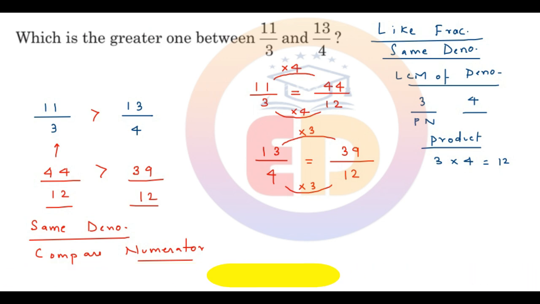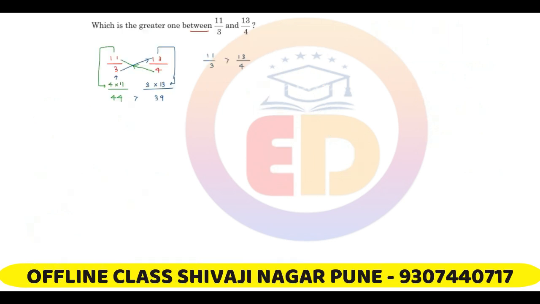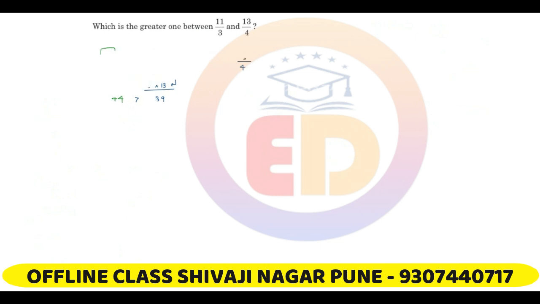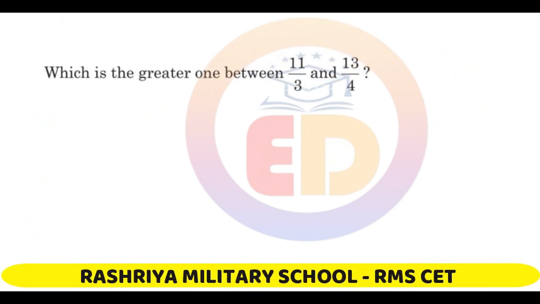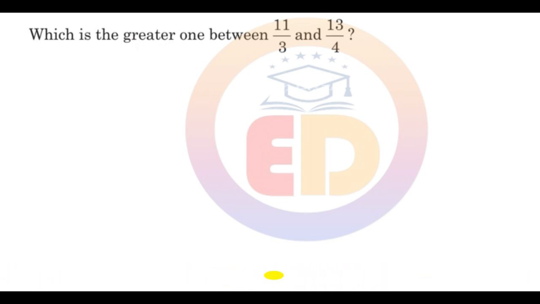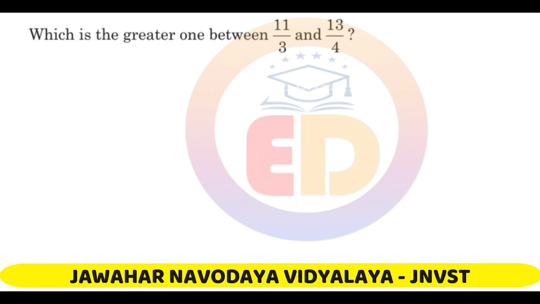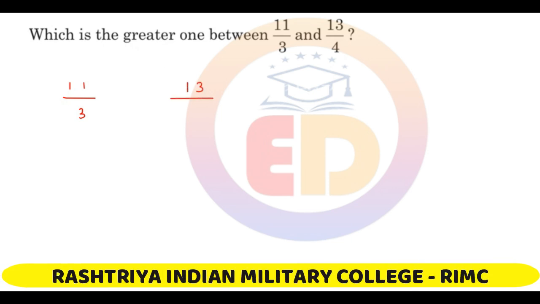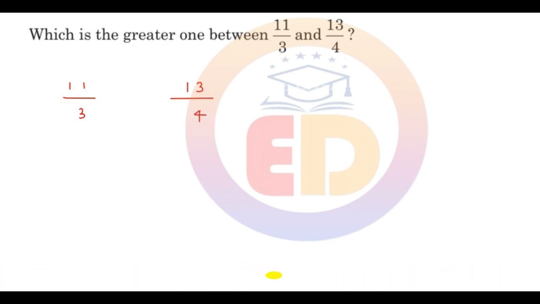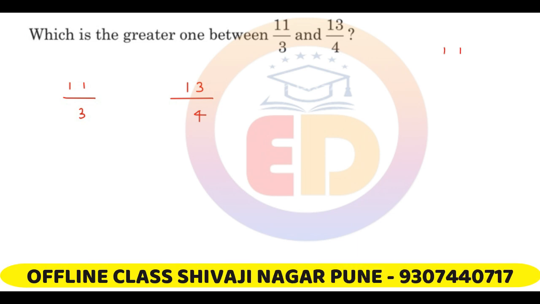Subsequently, there is one more method of solving such questions, which is by division. We can divide 11 by 3 and 13 by 4. We get the value in decimal numbers and then we can compare. Let us divide 11 by 3.